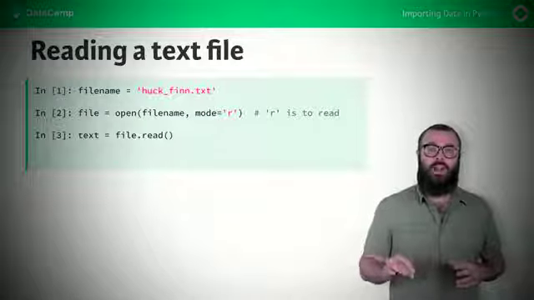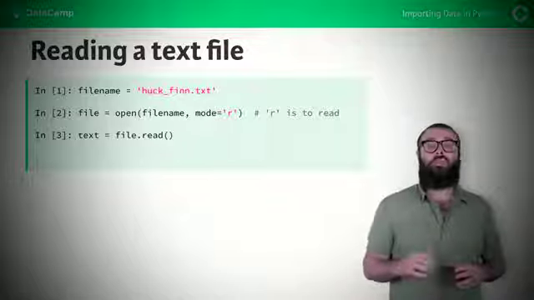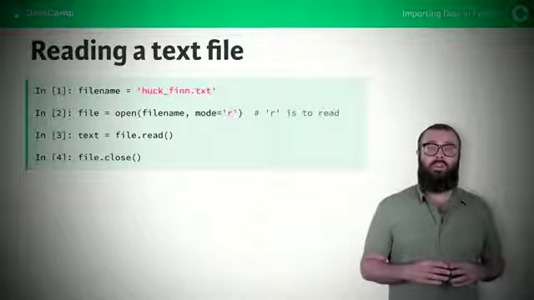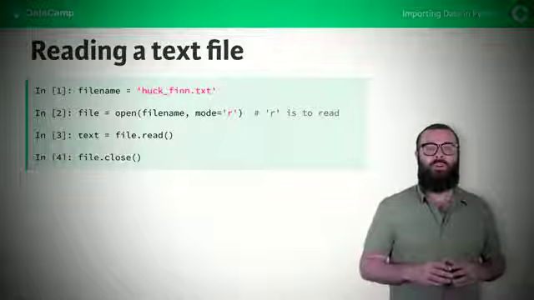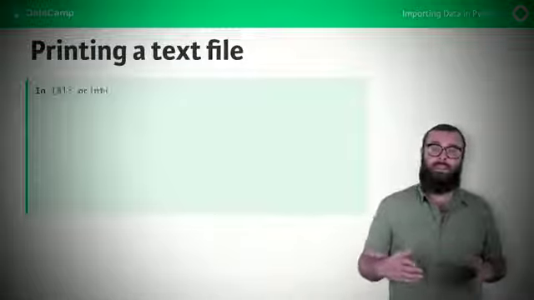Assign the text from the file to a variable text by applying the method read to the connection to the file. After you do this, make sure that you close the connection to the file using the command file.close. It's always best practice to clean while cooking. You can then print the file to the console and check it out using the command print(text).